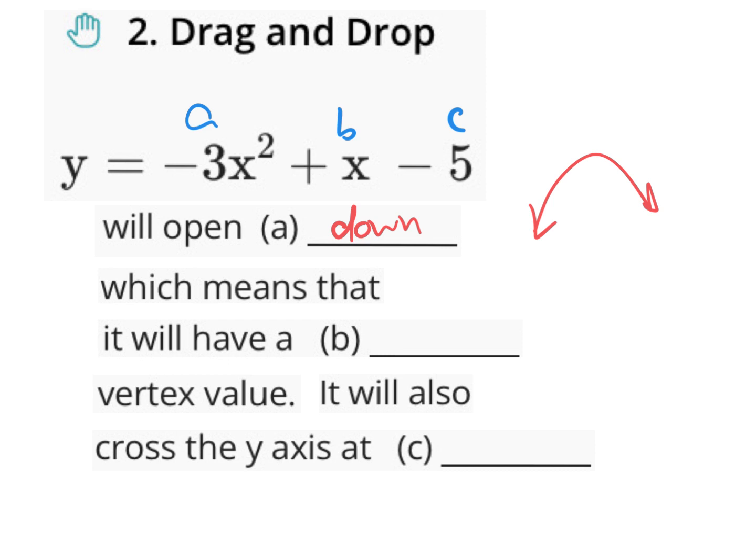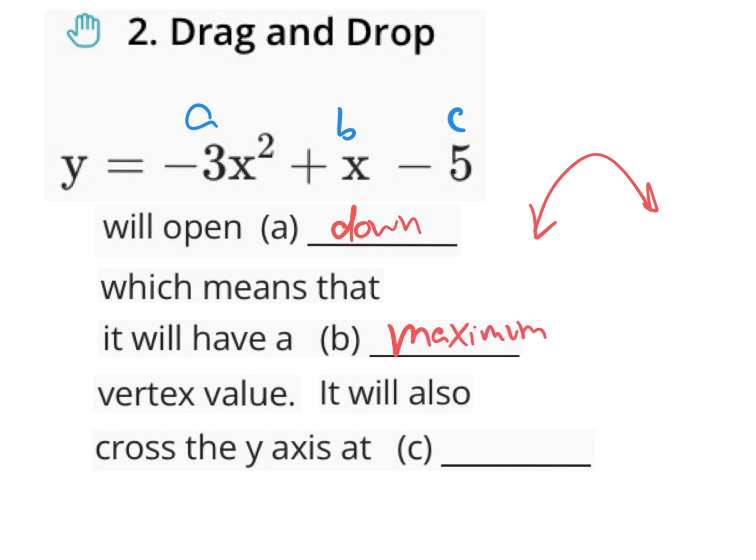And then it says, which means that it will have a blank vertex value. So will that vertex be a maximum or a minimum? Maximum, because if it's opening down from left to right, it's going up, up, up, up, up until it reaches a maximum point, then it goes down. So the maximum height of this parabola is right here at the y value of the vertex. So that will be maximum.